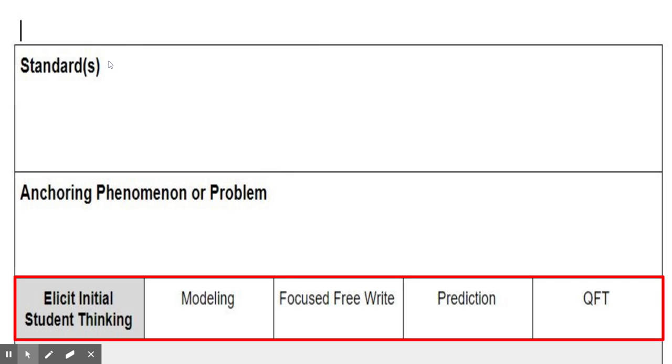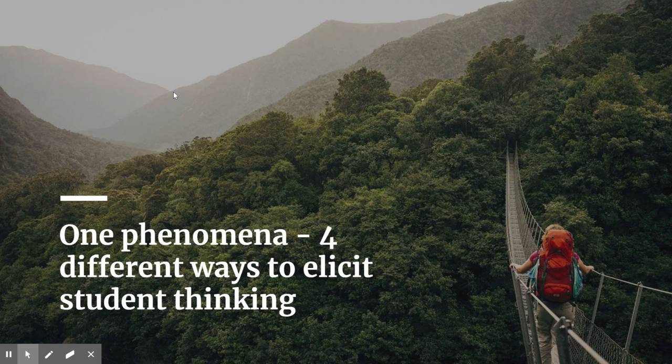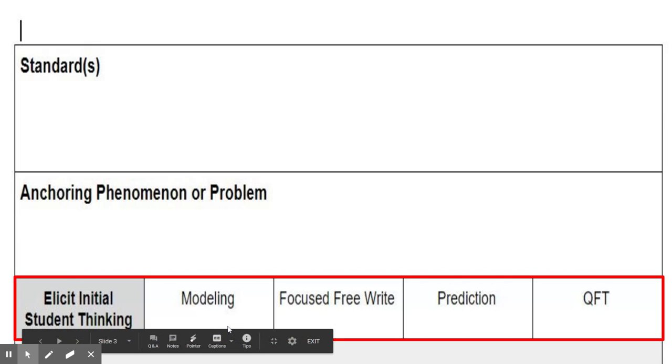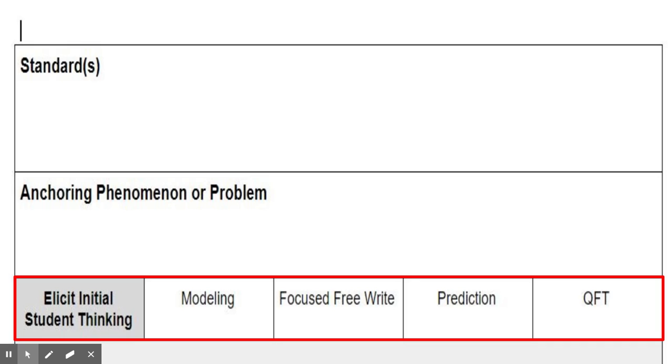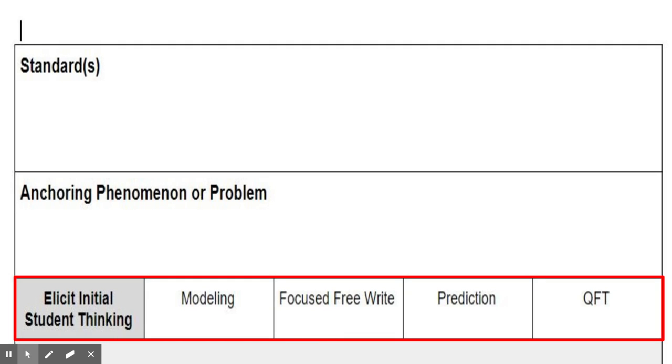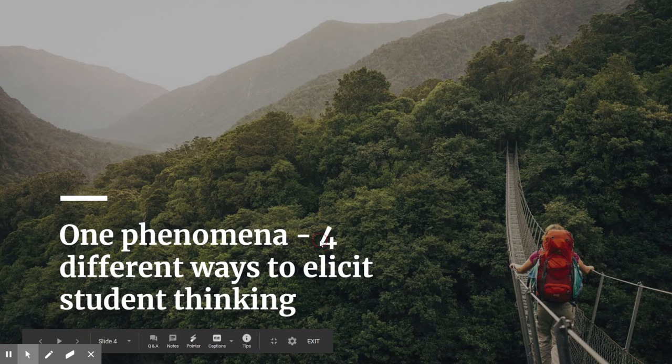Our goal now is to move on a little bit. Let me go back and look at what we're going to do in our lesson to elicit initial student thinking. And we have four ways that we typically do that in a lesson, right? We can ask students to develop a model. We could offer a focused free write explanation. We could do a prediction, or we could do what's called a QFT, or a question formulation technique.